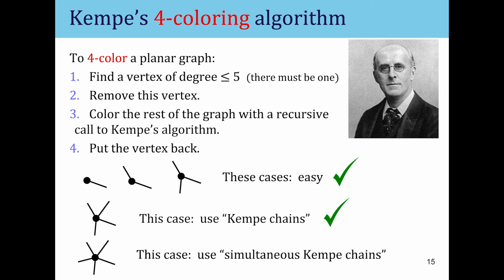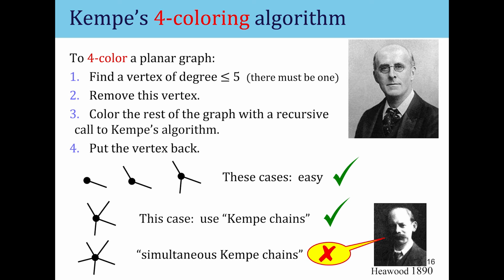So to prove the 4-node case, you use Kemp chains. And then to prove the 5-node case, it's very straightforward. You just use the method of simultaneous Kemp chains, which is unsound, as shown by Heawood in 1890.